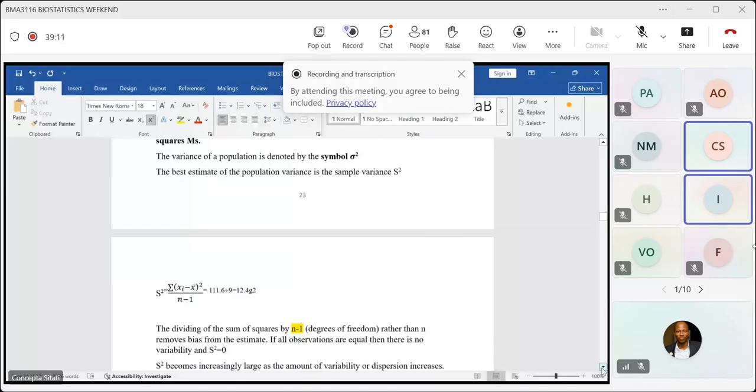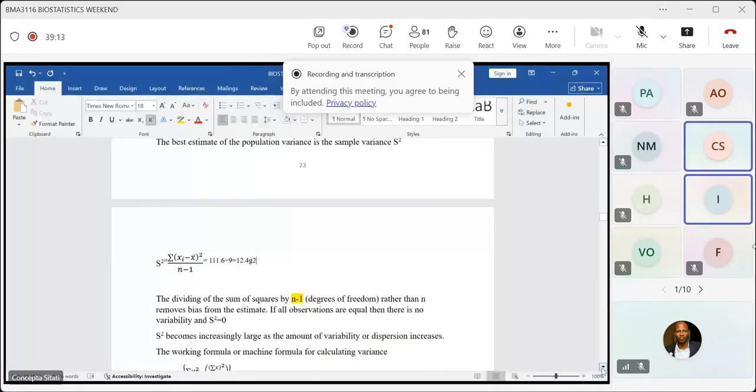Right, there's something here that needs our attention. The dividing of the sum of squares by n minus 1 is what we are calling degrees of freedom. So n minus 1 is referred to as the degrees of freedom. The reason why we are dividing by n minus 1 instead of n is to remove bias from the estimate. And if all observations are equal, then there is no variability and the variance is 0.